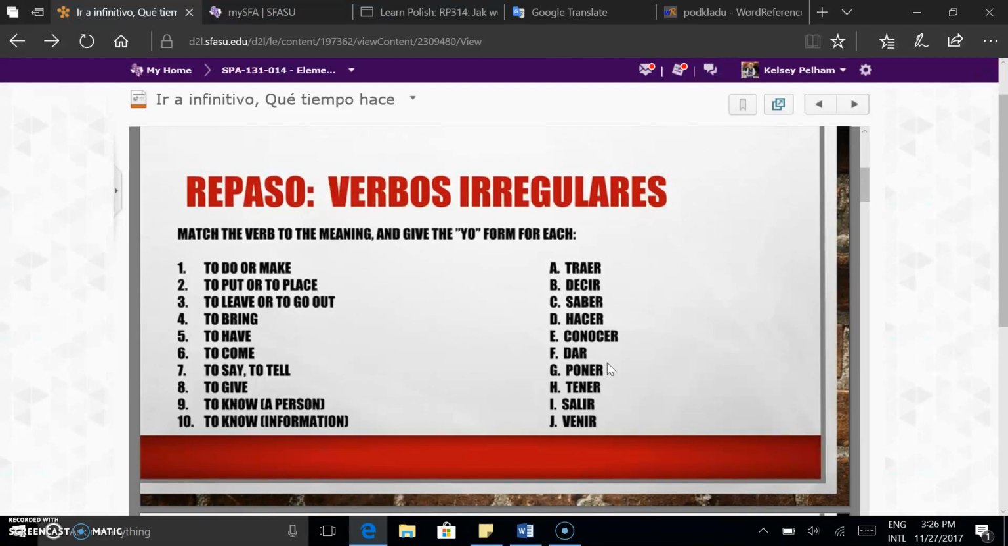Pongo la mesa. Pongo la mesa significa I set the table. In Spanish we say I place the table or I put the table. Pongo la mesa. El resto de las conjugaciones son normales. Pongo, pones, pone, ponemos, ponéis, ponen. Número 3, to leave or to go out. El verbo es letra I, salir. Y la forma de yo es salgo.